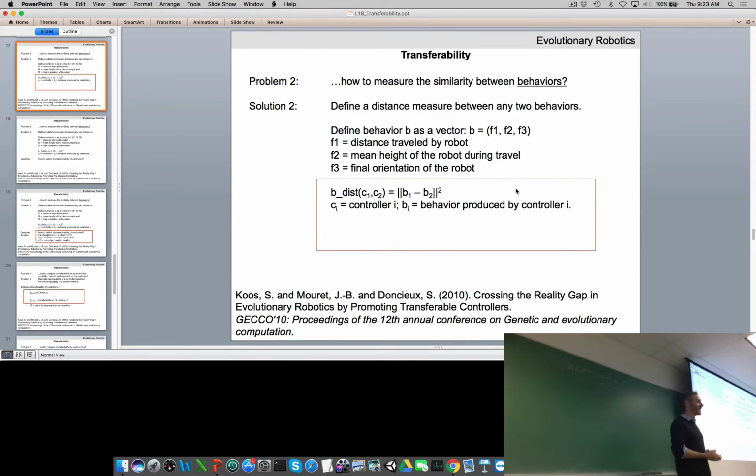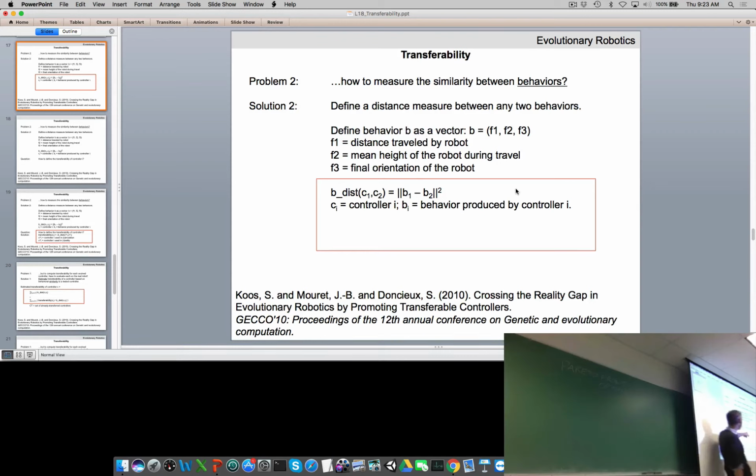They do the same thing. Well, they don't necessarily do the same thing. Their behaviors evaluate the same way. They travel exactly the same distance. Their mean height is exactly equal. And the final orientation is also equal. Yes, they probably did exactly the same thing.